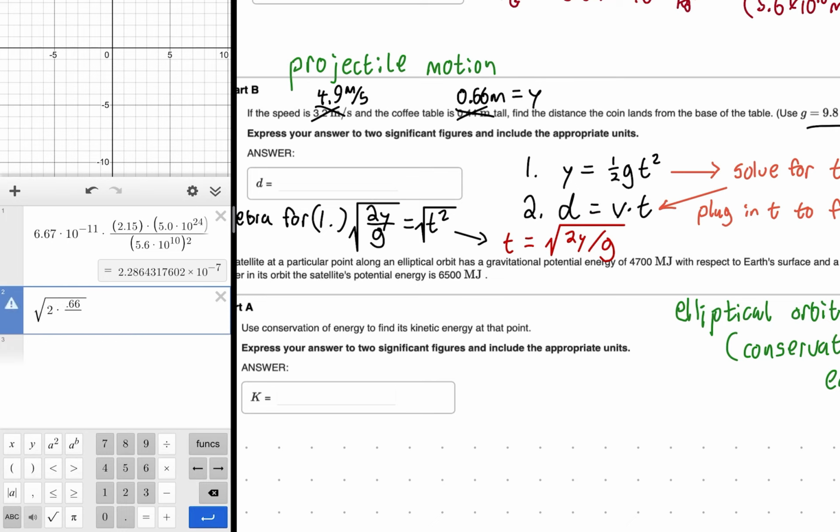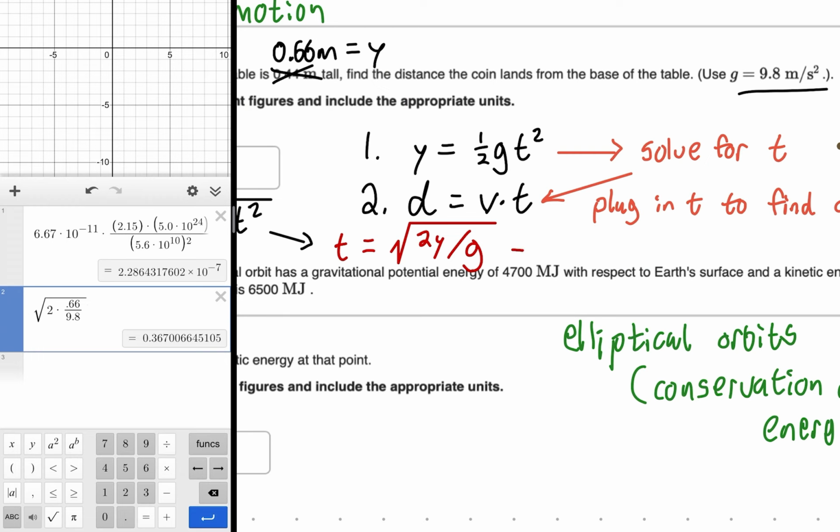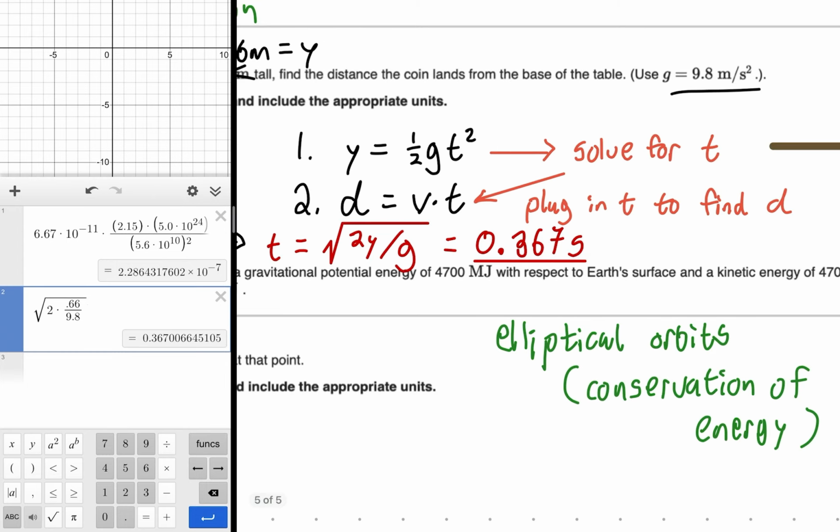And then we'll go ahead and divide by g. So you can see that it looks like it's only dividing the 0.66 by g. It doesn't actually matter, so we can just put that there. With the order of operations, you get the same answer. And then you'll have 0.367. What are the units? Seconds.